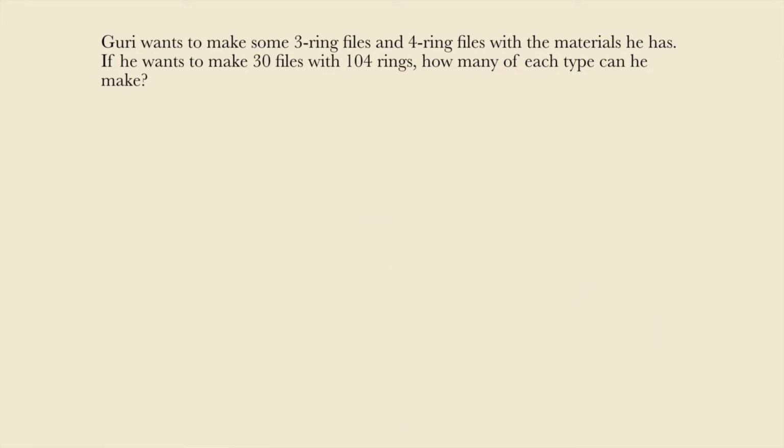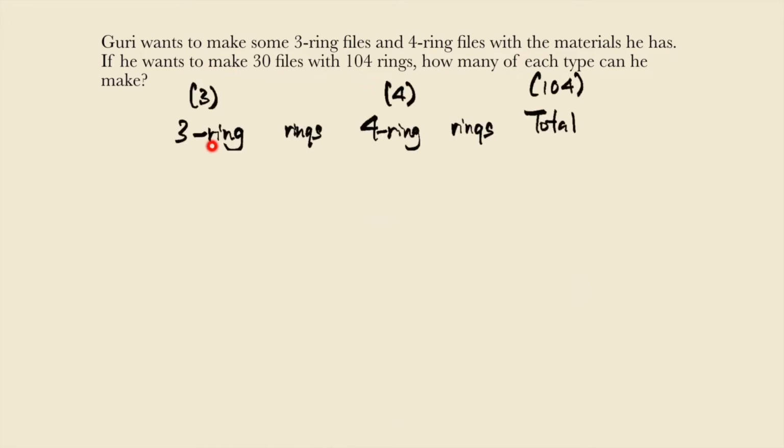Guri wants to make some 3-ring files and 4-ring files with the materials he has. He wants to make 30 files with 104 rings. So the table is going to look like this. Each 3-ring file will have 3 rings, 4-ring file, 4 rings. There are 104 rings in total.